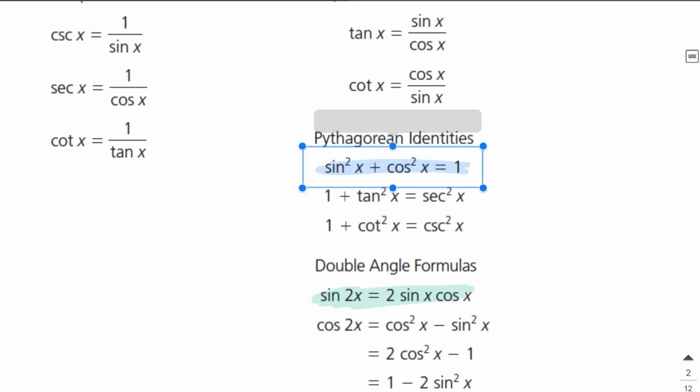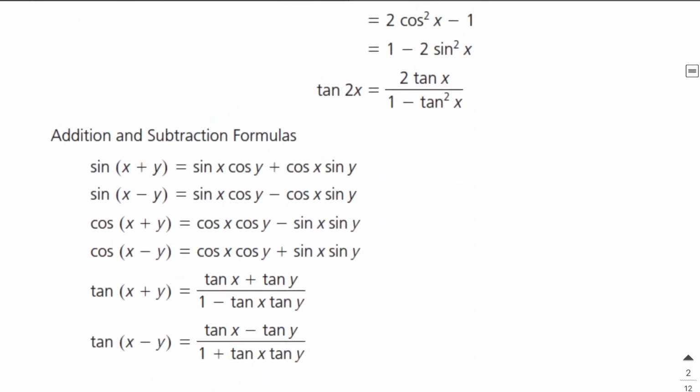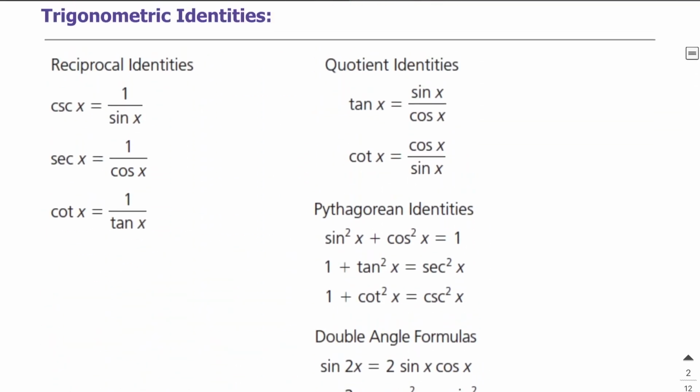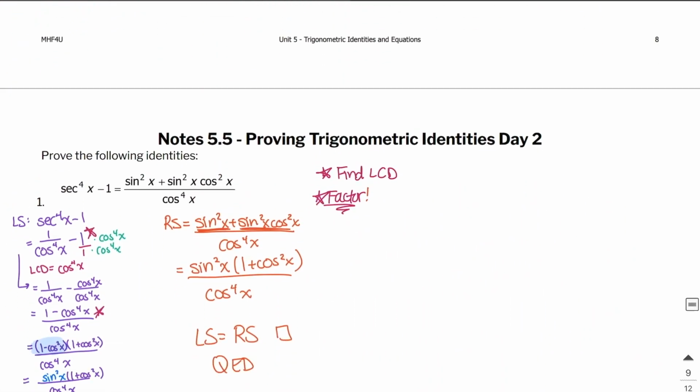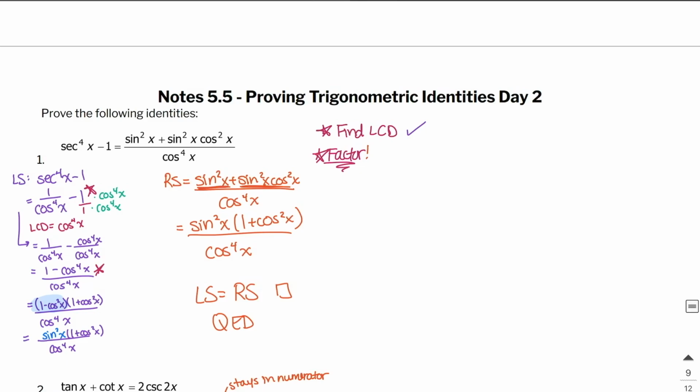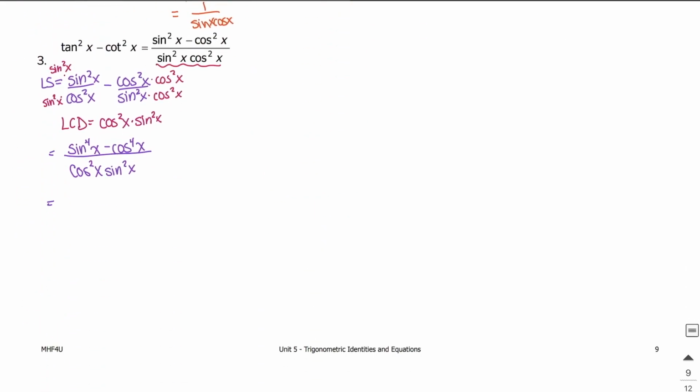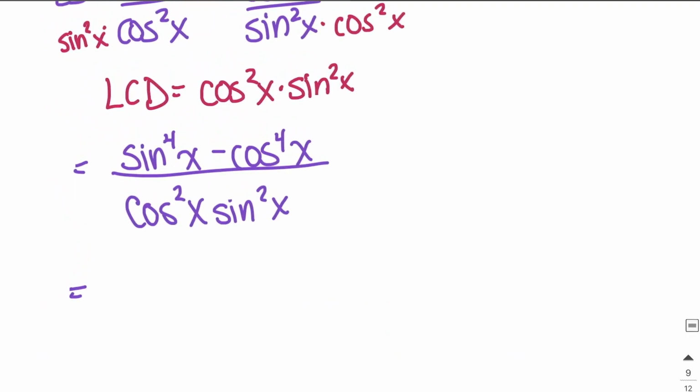And if I go back and I look at all my identities that I have here, there's nothing about anything to the power of 4. So this isn't going to be helpful to me yet to use my identities. So what are some other things that we have done in the past? We said find an LCD, which we've done, but factoring is going to be really helpful as well. So right here, I'm going to factor.